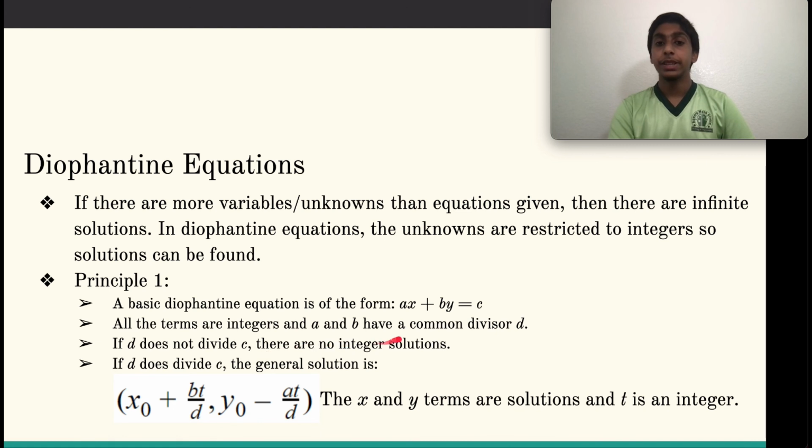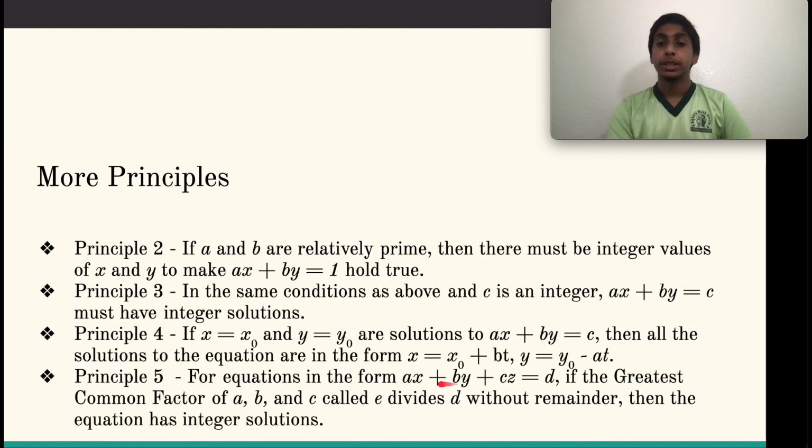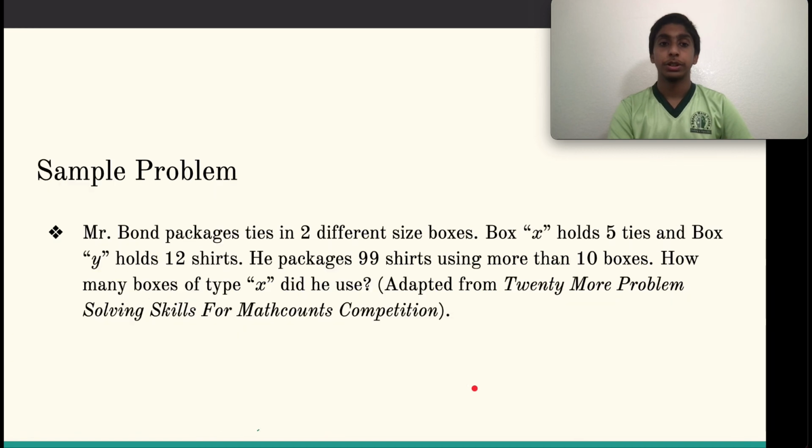So here, what did we say? We said that if d, the common divisor, divides c, we have integer solutions. Here, we're saying if e, the common divisor, divides d, because we have 3 variables, then there are integer solutions. For this one, you would probably try to cancel out one of the variables so you're left with only x and y, and then you can solve using Diophantine equations or a system of equations.